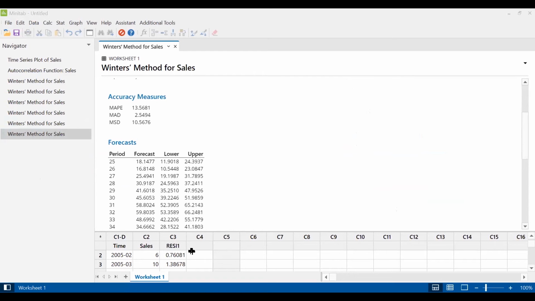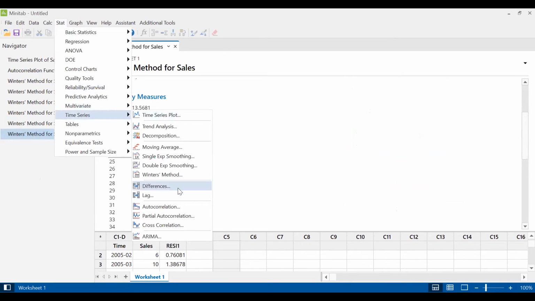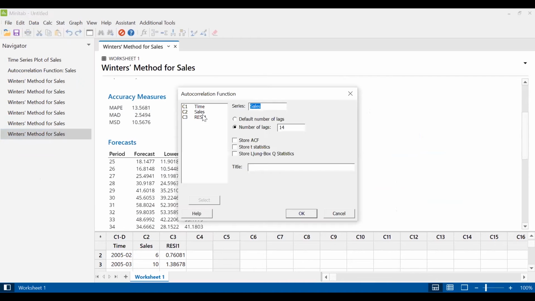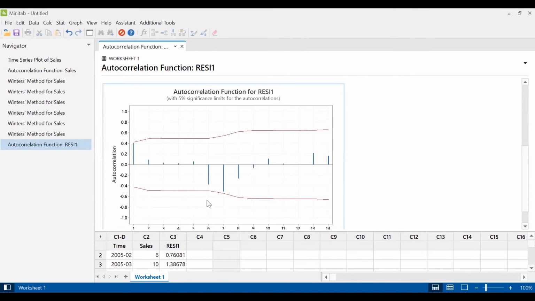We saved the residuals. Let's get the autocorrelation graph for the residuals. So autocorrelation, and we want to do the residuals this time. Click on OK. There we go. If you look at the autocorrelation graph, there's no significant autocorrelation. For lag 1, it is close to the red curve, but it doesn't exceed the red curve. So it is not significant and we don't see any pattern.